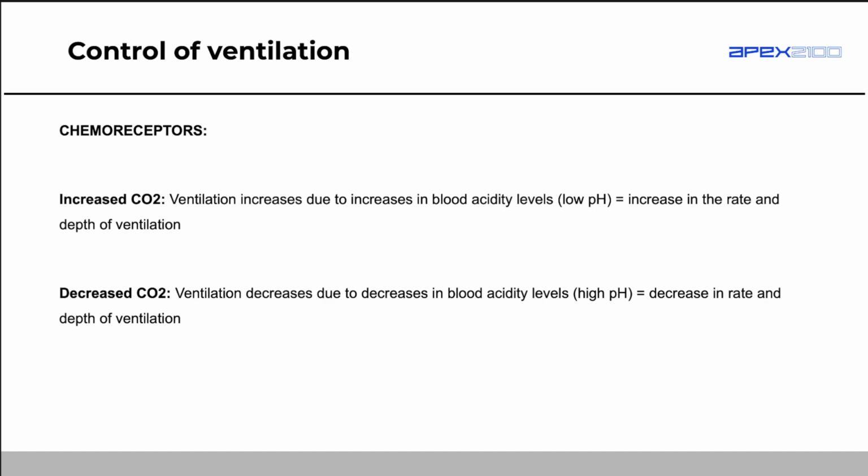So when we exercise, we produce carbon dioxide as a byproduct, which is going to increase the blood acidity levels. The chemoreceptors are picking up on those blood acidity levels, sending that message back to the brain, and the brain is going to tell me I need to breathe harder and faster.